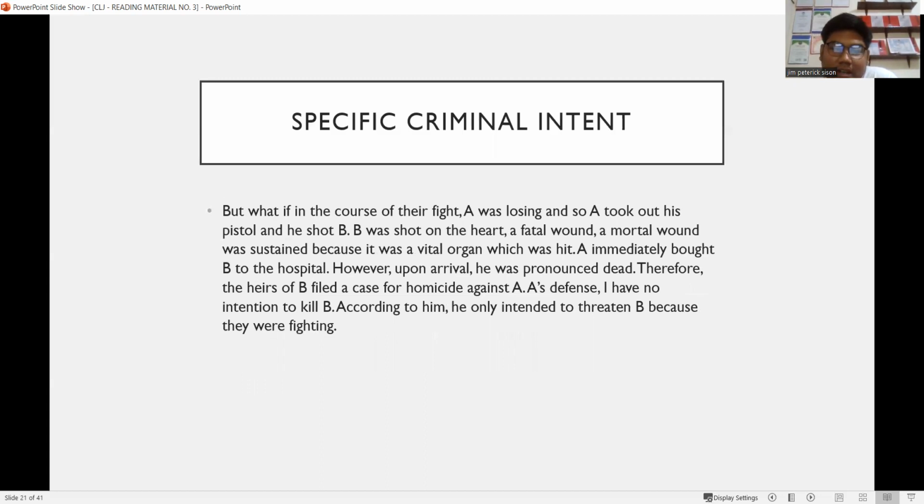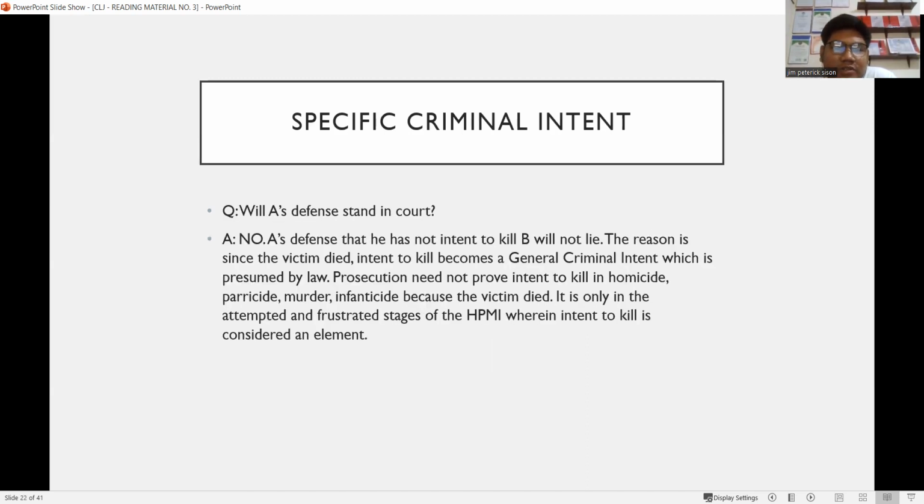So therefore, the heirs of B filed a case of homicide against A. His defense, I have no intention to kill B. So according to him, he only intended to threaten B because they were fighting. So will A's defense stand in court? The answer is no. Why?